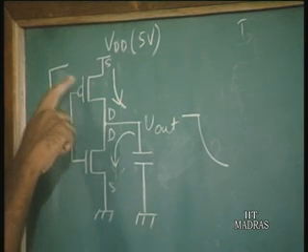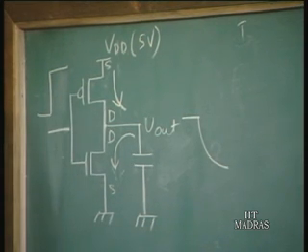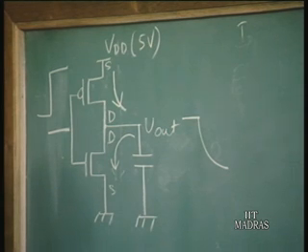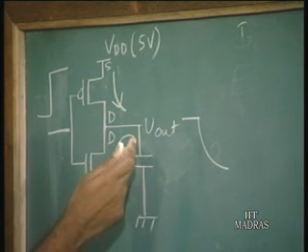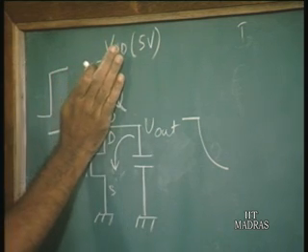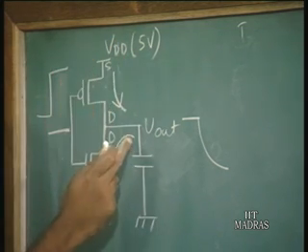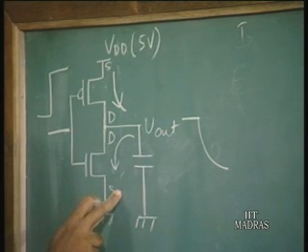Because this is VDD, the gate to source voltage here is going to be less than, is going to be 0 in this case. So, it is going to be off. What happens is this capacitance discharges through the NMOS transistor. We can forget about the PMOS transistor now because it is off. So, we have the capacitance discharging through the NMOS transistor.